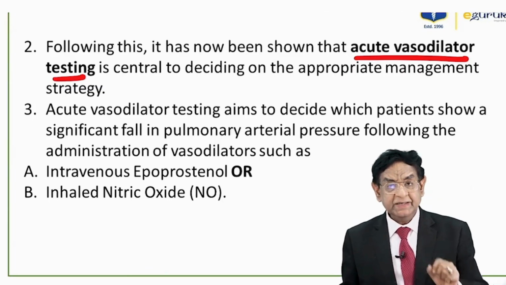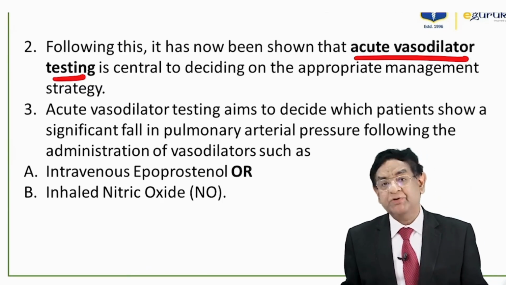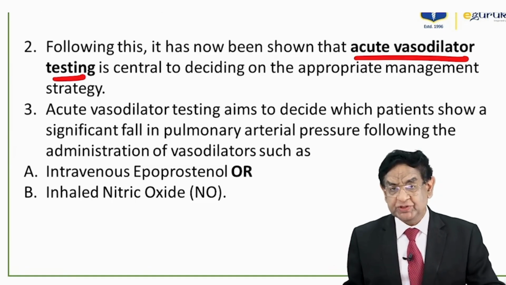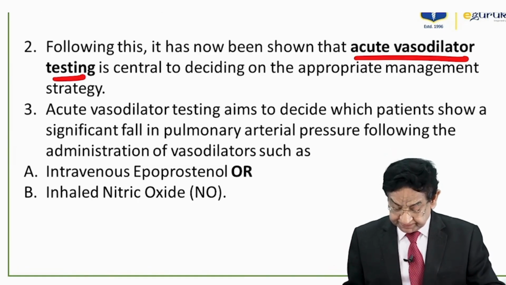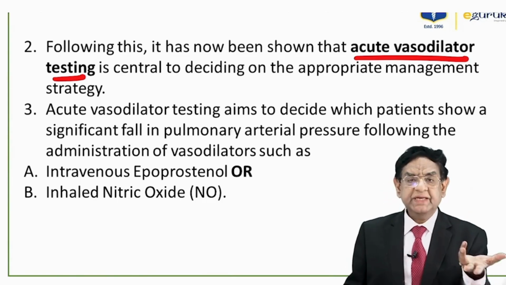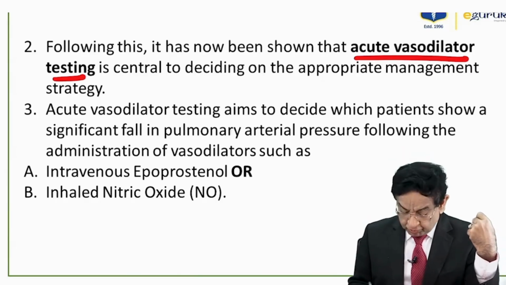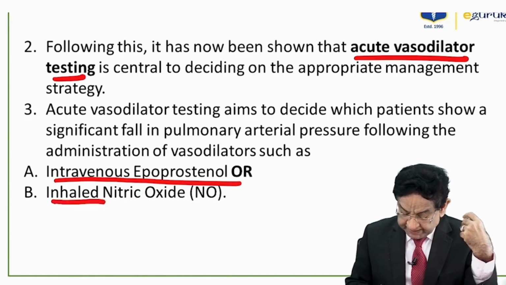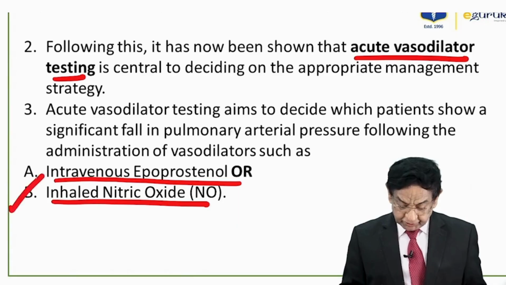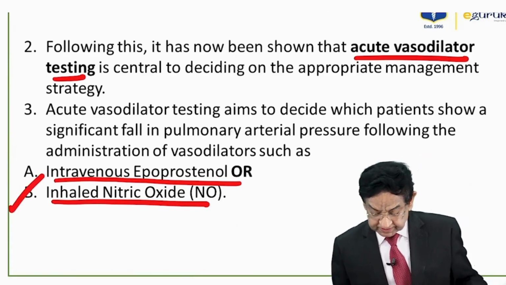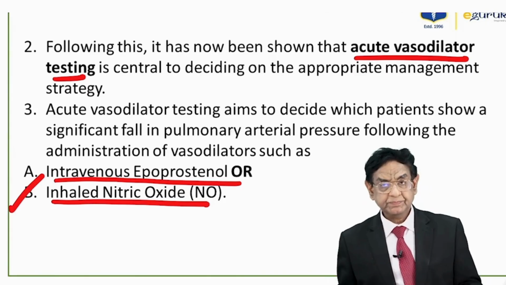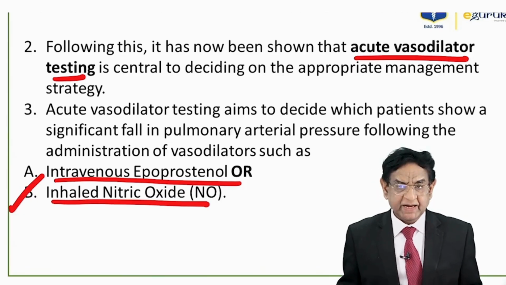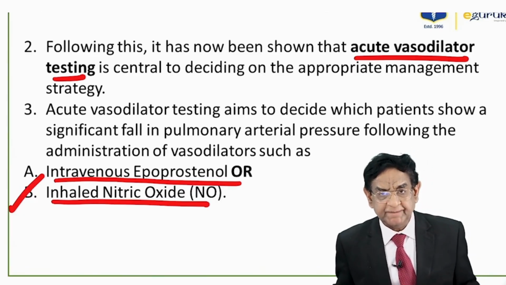This is done before you plan the treatment. What do you mean by acute vasodilator testing? We give a vasodilator. This could be intravenous epoprostenol or inhaled nitric oxide. Either you give inhaled NO or intravenous epoprostenol. They are vasodilators, and when we give them IV or inhaled, they are short acting.